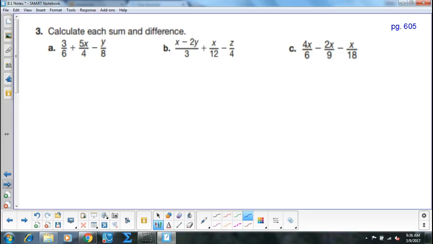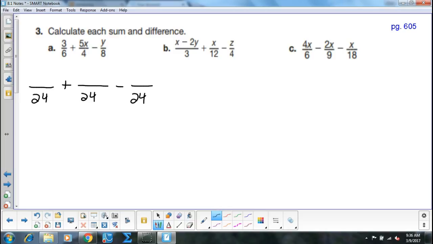So, this is on page 605. Part A. Let's do part A together. Then I'm going to turn you loose on B and C. Okay? So, part A. First step was what? Common denominator. So, between 6, 4, and 8, what's the common denominator between those? 24. Love it. Okay? So, I'm going to have to make this plus, so we got 24 down there, and 24 down there, and 24 down there.